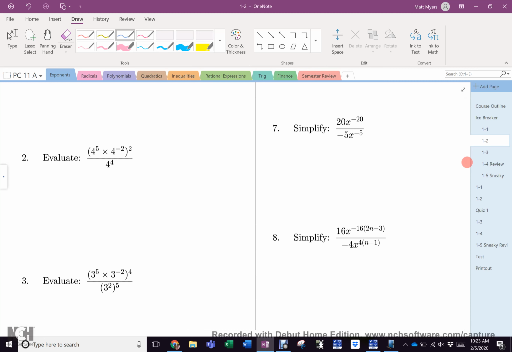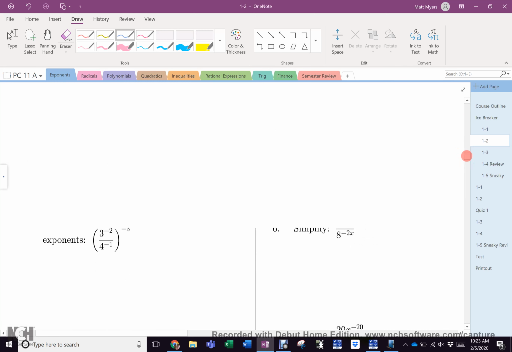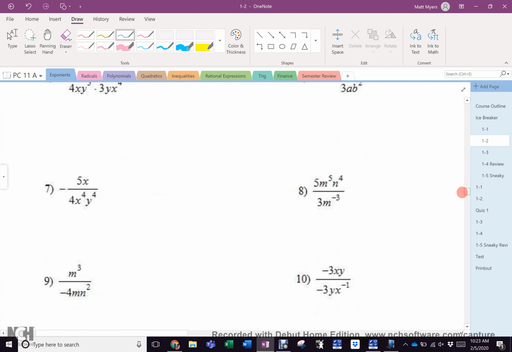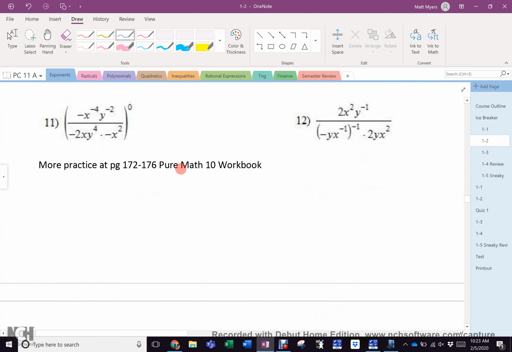You need to do the page that starts with simplify and rewrite and go until more practice at page. So that's not even in your book. Stop there. Okay, we should get that done today. We should be able to discuss some of it and make sure we're all doing it right. Yes, that's it. Nobody else goes till they're both back.